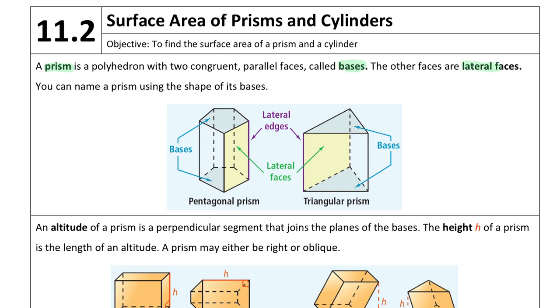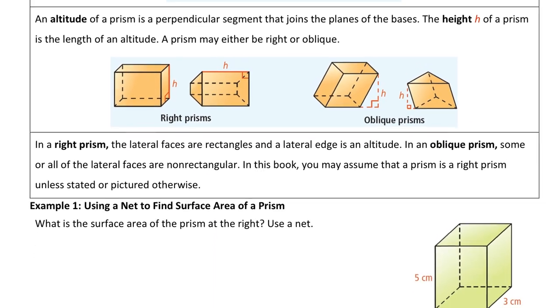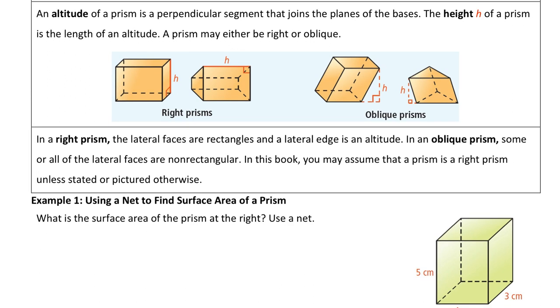So lateral means outside. So lateral faces I think about as being around the outside of the shape of the polyhedron. So when we talk about finding the surface area, we have to find the area of all of the faces. So we find the area of the bases and then all of the faces. The next thing to know is something we've talked about before, is something called an altitude, okay? An altitude of a prism is a perpendicular segment that joins the planes of the bases. The height of a prism is the length of an altitude.